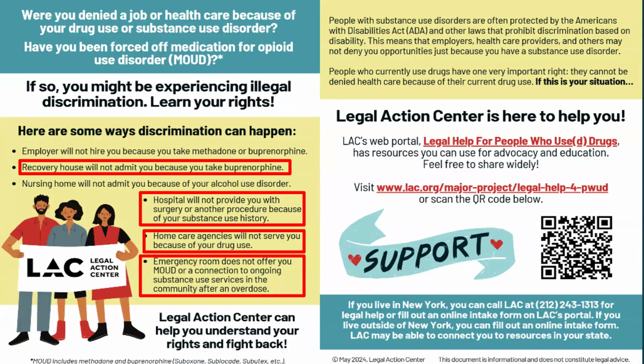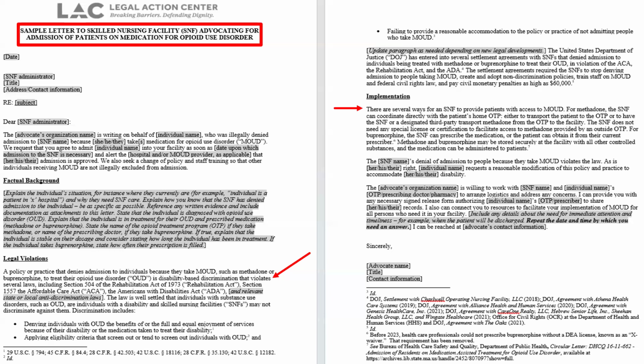There's a nice little poster that they made. Here are some ways discrimination can happen. Recovery homes will not admit you because you take buprenorphine. Hospitals will not provide you with surgery or another procedure because of your substance use history. And home care agencies will not serve you because of your drug use. Emergency room does not offer you the medication for treatment or connection to ongoing substance use services in the community after an overdose. And they also provide a template for the legal team or hospital administrators that they can send to skilled nursing facilities that have been known to discriminate against their patients. And it would need to be reformatted if they wanted to use it.